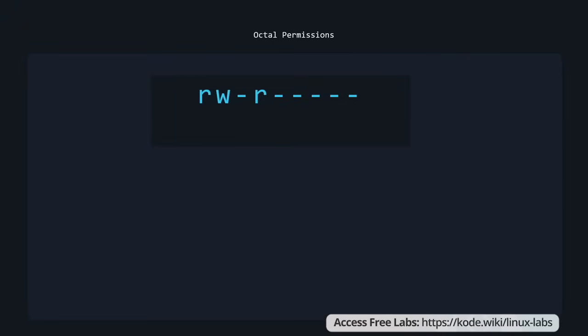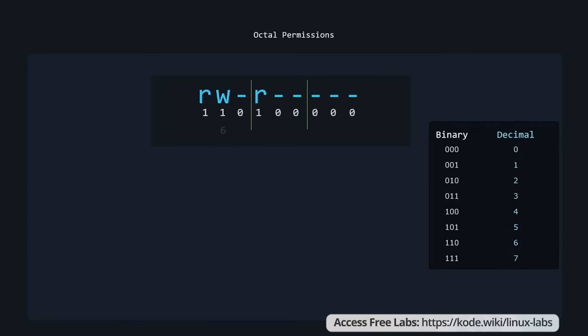Let's take a closer look at this permission. We have RW for user, R for group, and none set for others. Each permission is represented in binary. If it's set, the binary is set to 1, or else it's set to 0. In this case, the first part is 110, the second part is 100, and the third part is 0. Converting this binary to decimal would give us 6 for the first part, 4 for the second part, and 0 for the third part. And here's a quick binary table for your reference.